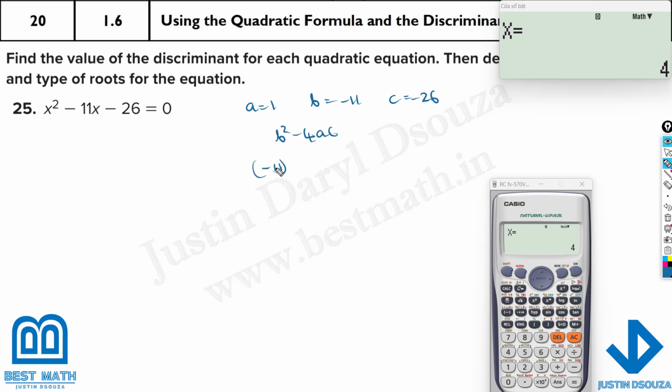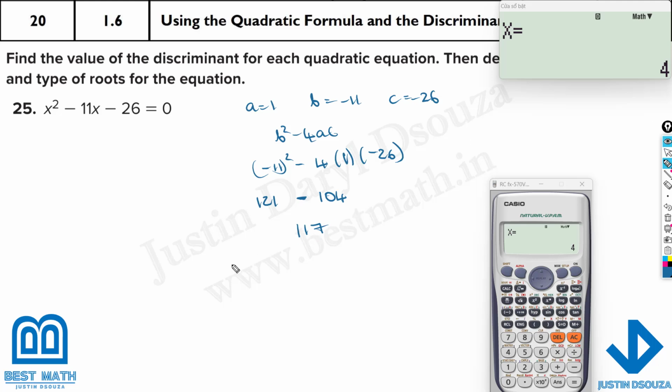It is -11 the whole squared minus 4 times a is 1, c is -26. So here we have -11 squared, it'll be 121, and over here 4 times 26, 100 plus 4 is 104. That is subtracted, and when you subtract this, you'll get 117. So yeah, I hope this is correct. So you can just use your calculator.